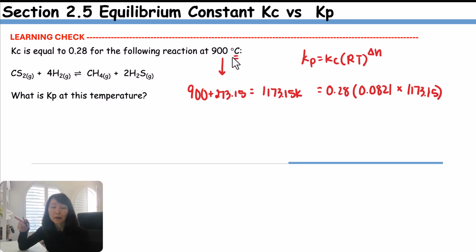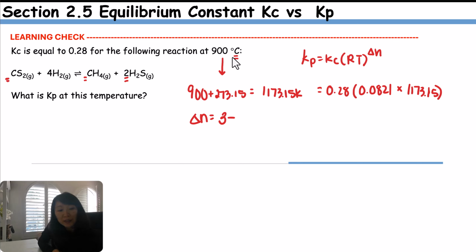Delta N refers to the sum of the product coefficients minus the sum of the reactant coefficients. So the product would be 2 plus 1, which is 3, minus the reactant, which is 1 plus 4, so that would be 5. 3 minus 5 is minus 2, so we have a negative 2 exponent. I have mentioned before we can have a negative exponent. So let's go ahead and solve this out.